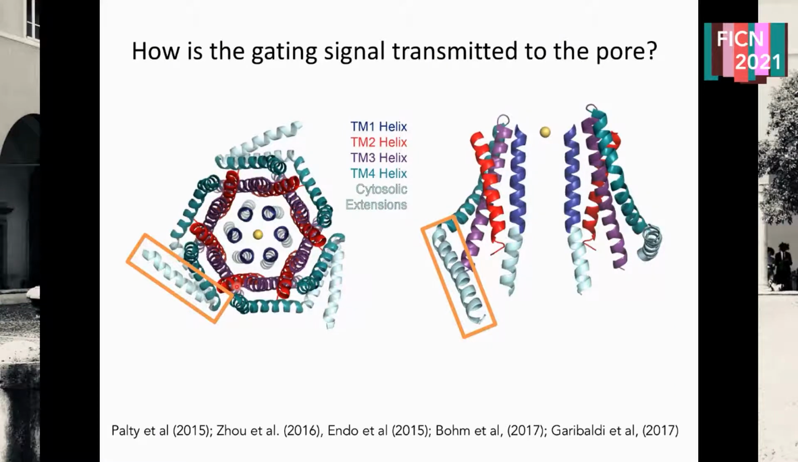Now, the next question that we wanted to address was, well, that's all well and good, but how is the signal actually transmitted from this distant C-terminus binding site to the ion channel gate that's located towards the extracellular part of the ion conduction pathway? What is the relay mechanism? Is it going through a direct interaction with the cytoplasmic extension of the pore, as some people had postulated, or is it going through some other pathway?